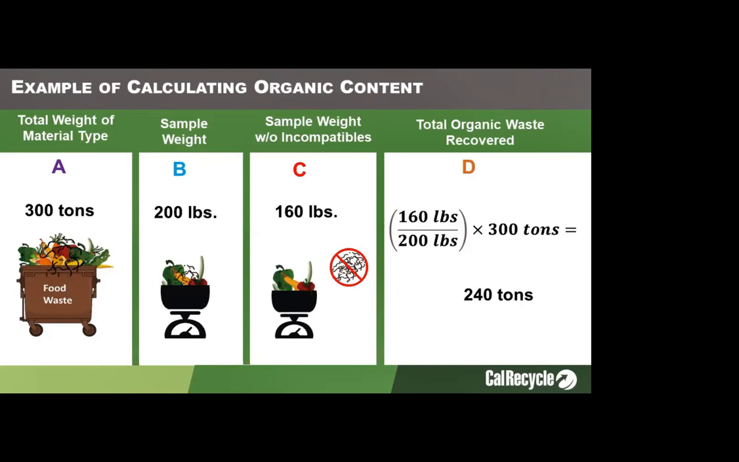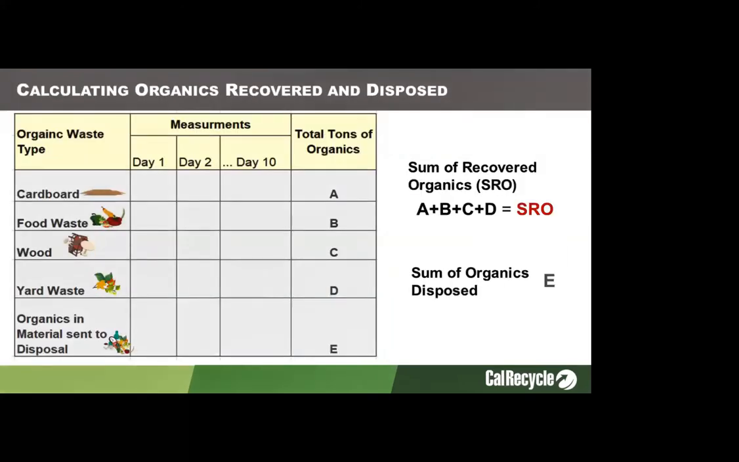Again, the operator would repeat this for each organic waste type recovered, including the material sent for disposal, and record the results. Once you've determined the amount of organic waste recovered for each material type, you can calculate the sum of all organic waste recovered and disposed in the reporting period, using this table to show the values for determining those sums.